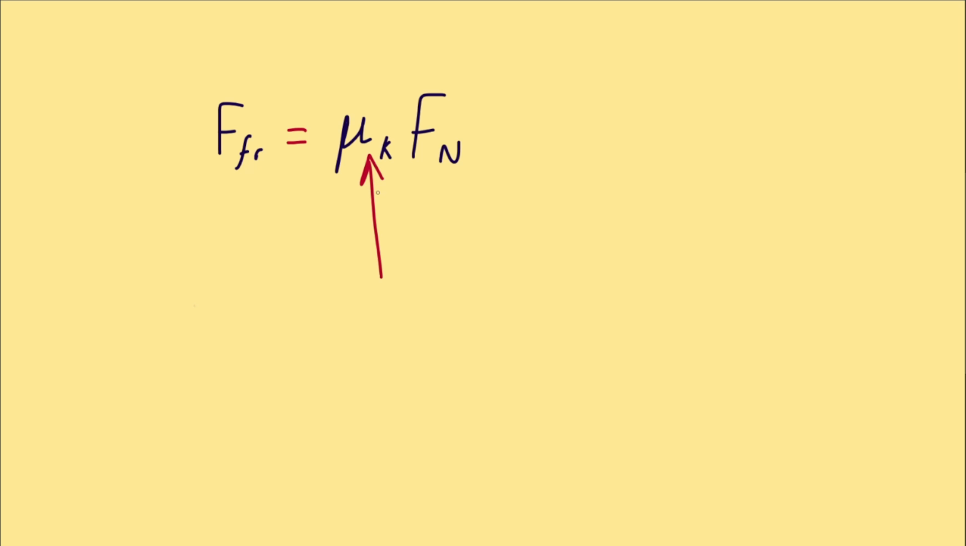This here, the coefficient of kinetic friction, depends on the material of the surfaces. So how wet, how dry, how rough the surfaces are. For example, if you were rubbing wood on wood, it would be 0.2. If ice was sliding over ice, it would be 0.03. And if steel was rubbing against steel, the coefficient would be 0.6. So that's it for kinetic friction.